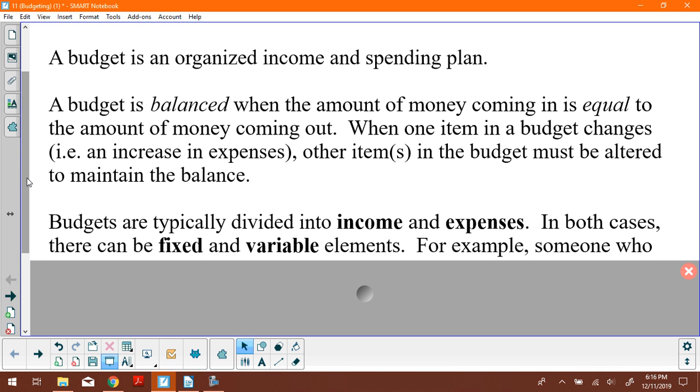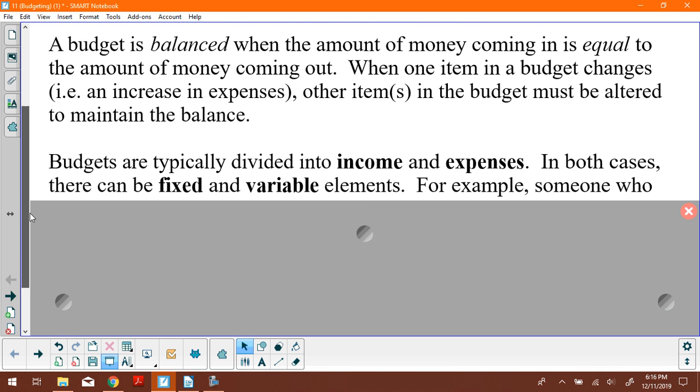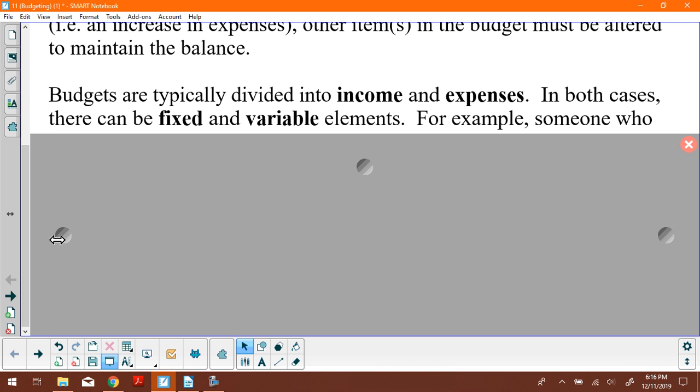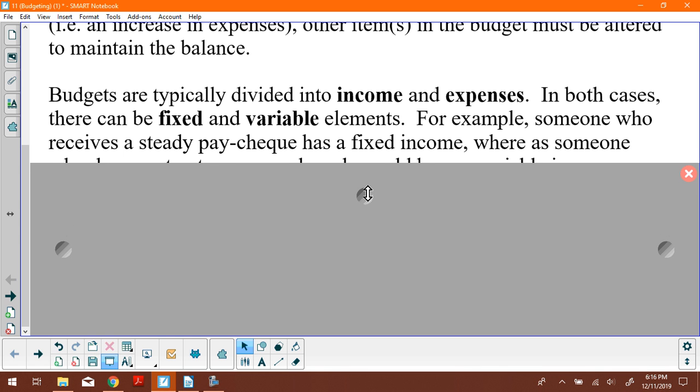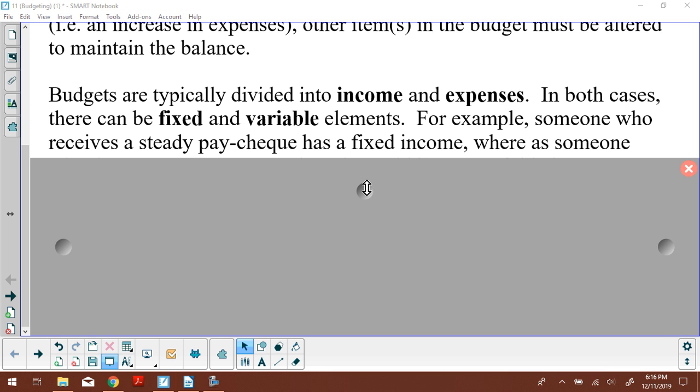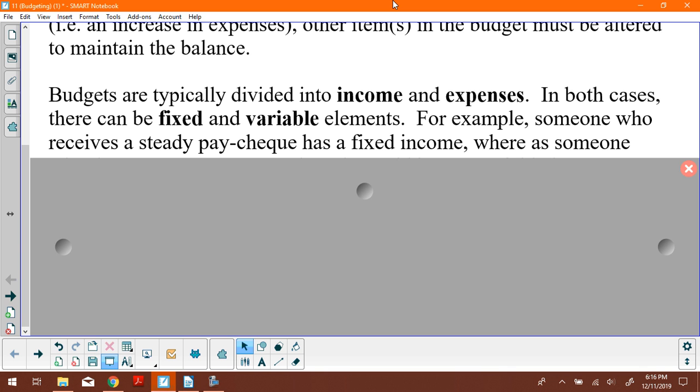Okay. So a budget is typically divided into income and expenses, right? That's your money coming in and your money going out. Okay. In both of those categories, there can be fixed and variable elements. For example, someone who receives a steady paycheck has a fixed income. So if you make a salary and they always pay the exact same amount every 2 weeks, then you would have a fixed income. Okay.